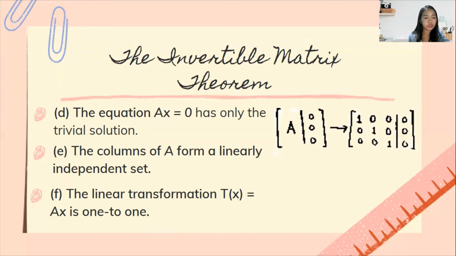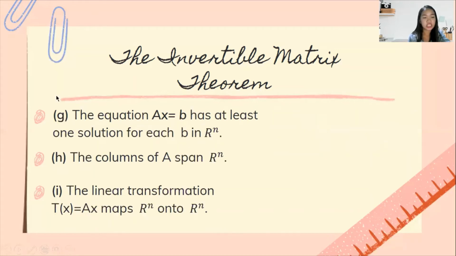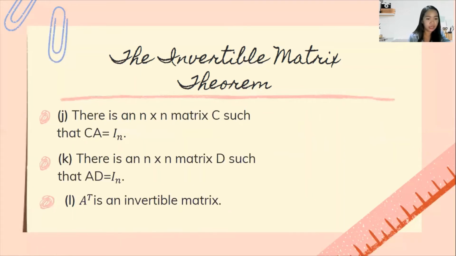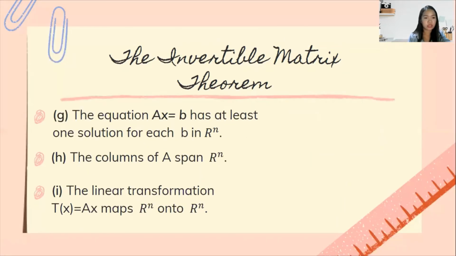Okay, so letter F here and our letter G here are closely tied. The equation AX equals B has at least one solution for each B in Rn. So they are just related to each other. And for letter H, we have: the columns of A span Rn.